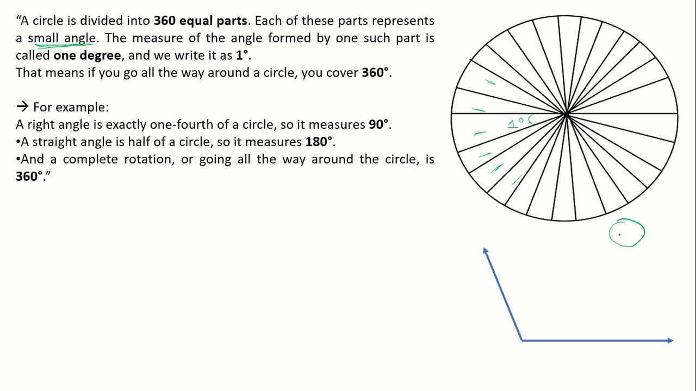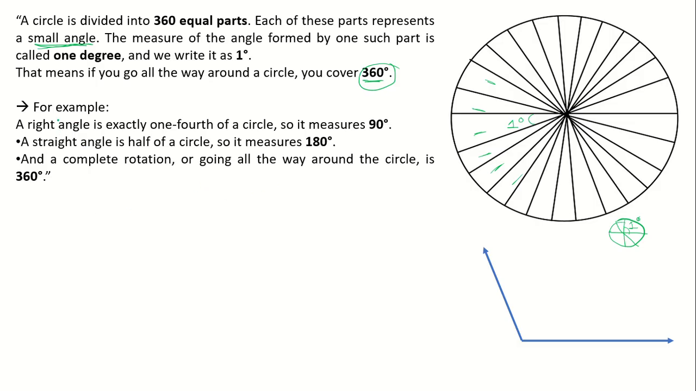So assume you are eating a pizza. In this pizza we have different divisions, right? Say 6 divisions. Each of these parts is of 1 degree. As you can see here, it is a circle and it is divided into 360 parts. So how much does it measure? It measures 360 degrees. If you go all the way around a circle, you cover 360 degrees.